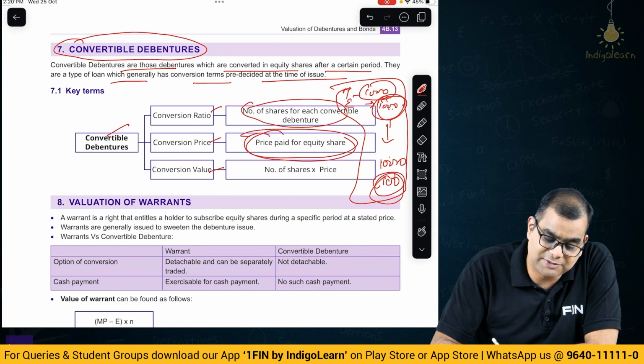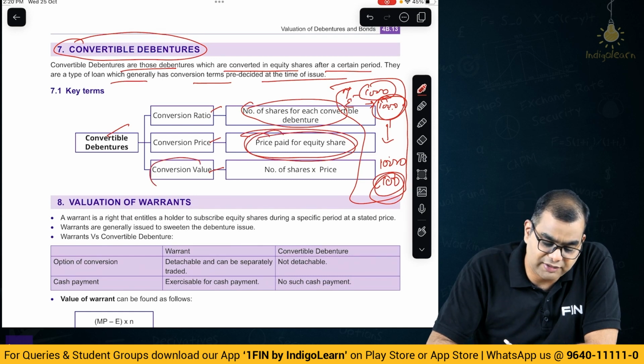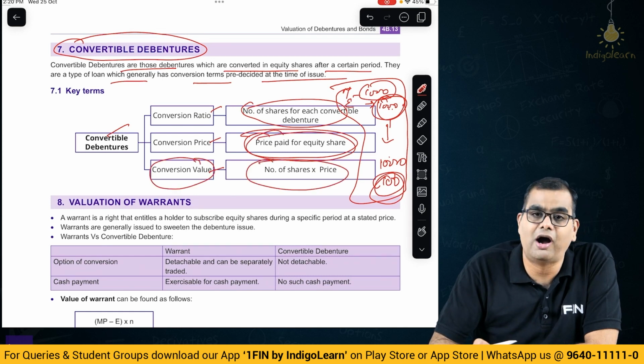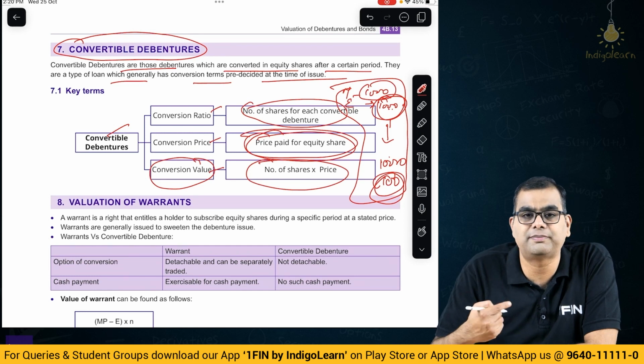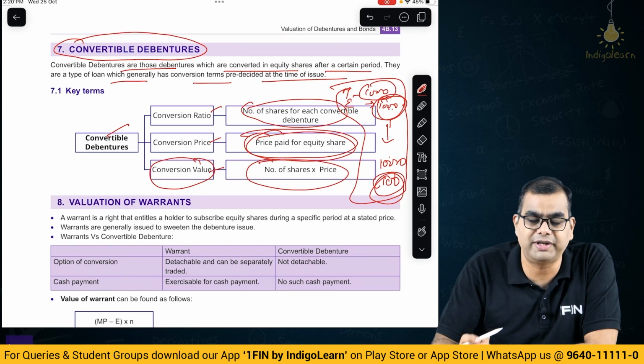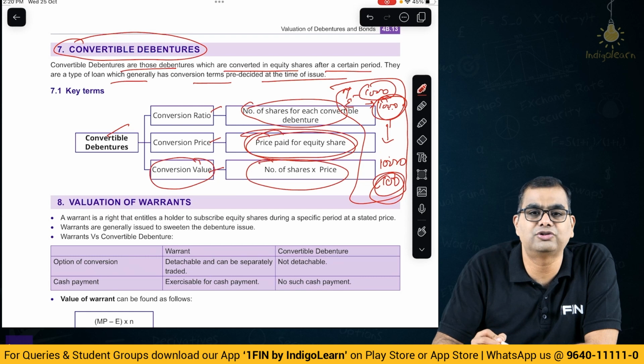So, that is a price paid for equity shares. Conversion value. What is conversion value? How many shares do you get and what is the price of each share that is being allotted to you. In our case, it is 1 into 1000, it is 1000.